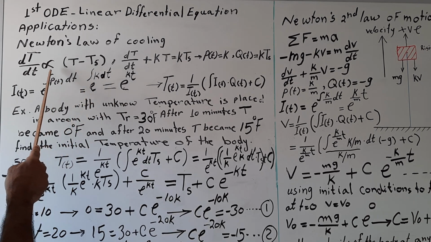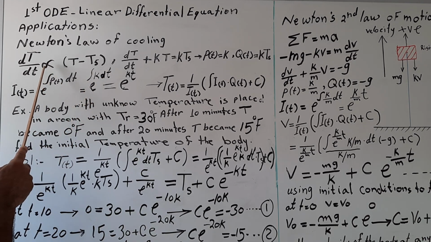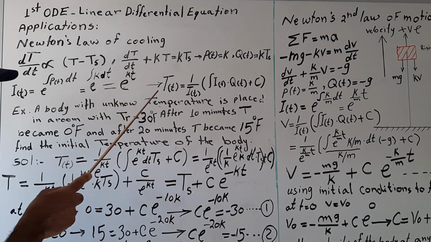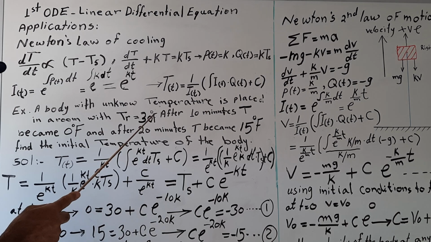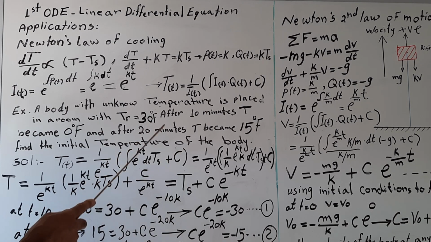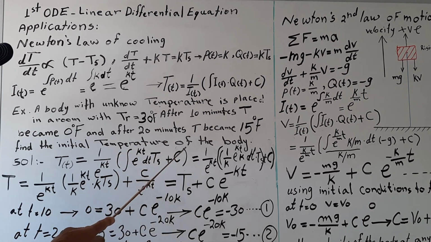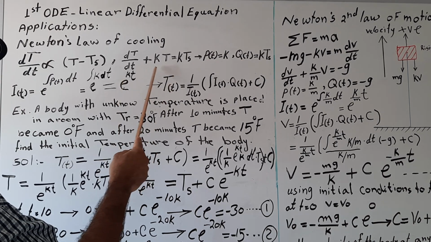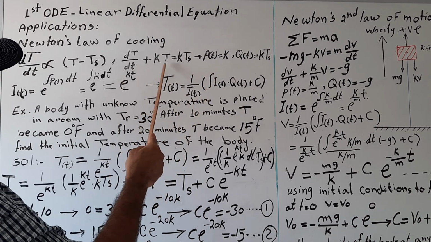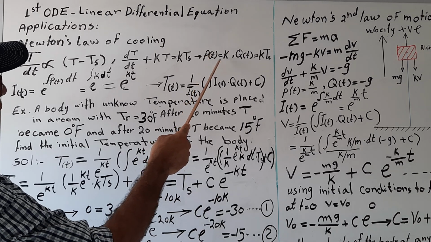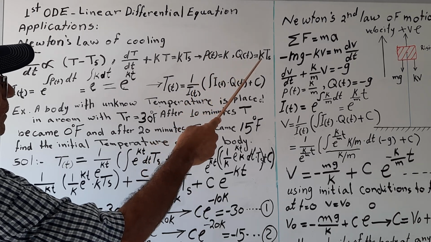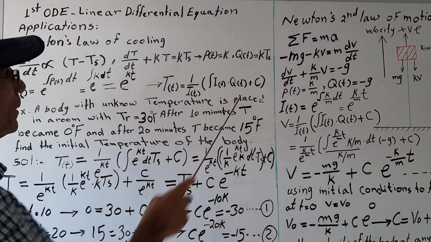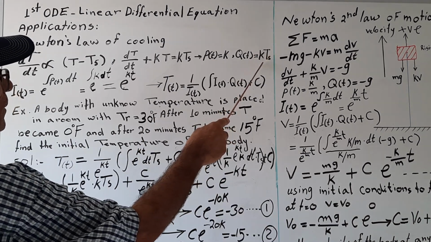And we just remove the proportion sign and put a constant, which is K, and it depends on the surface area of the body and the material itself. And we got this equation, and here P of t equals K and Q of t equals K times Ts, as in the temperature of the surrounding. This is constant, and this is constant too.